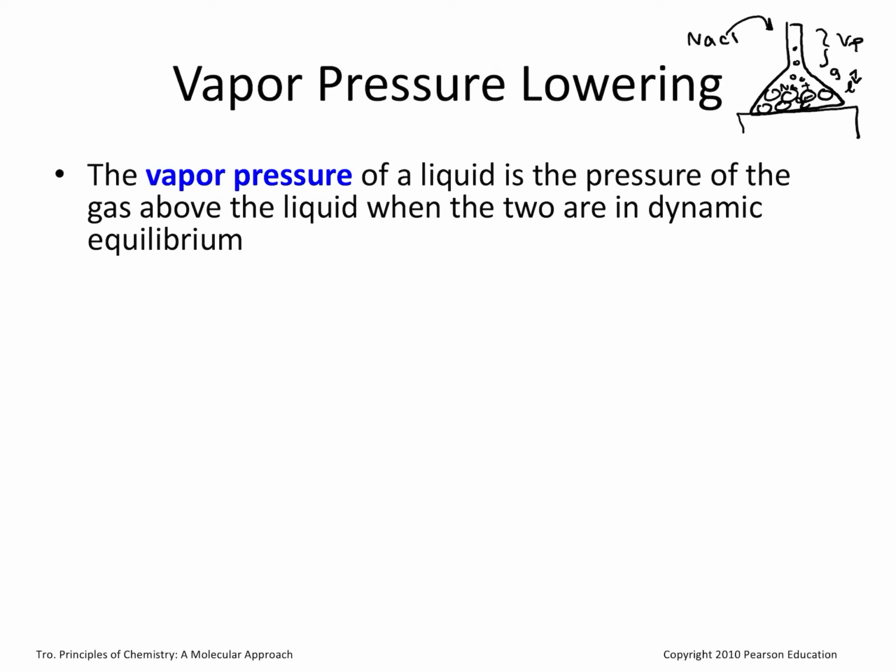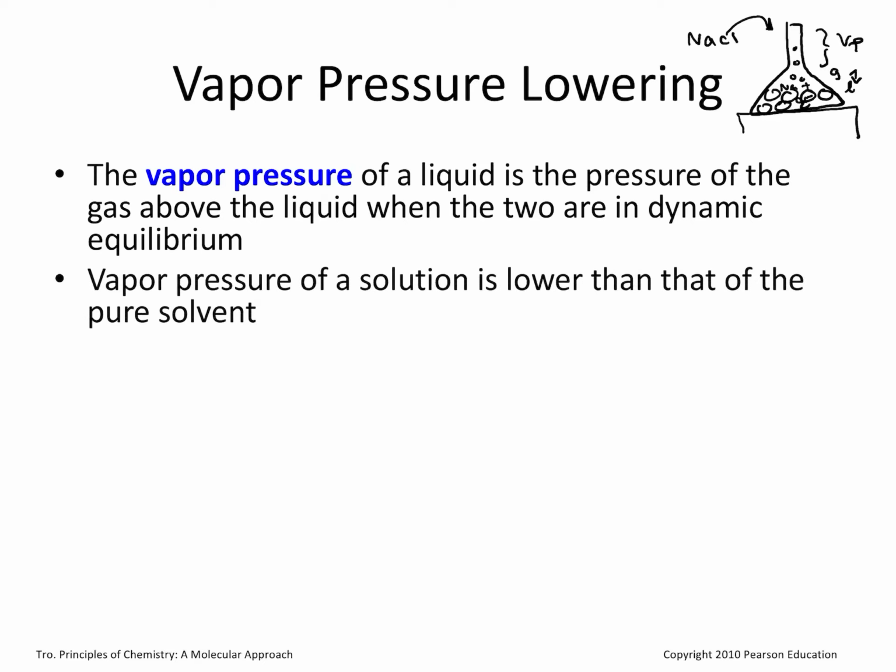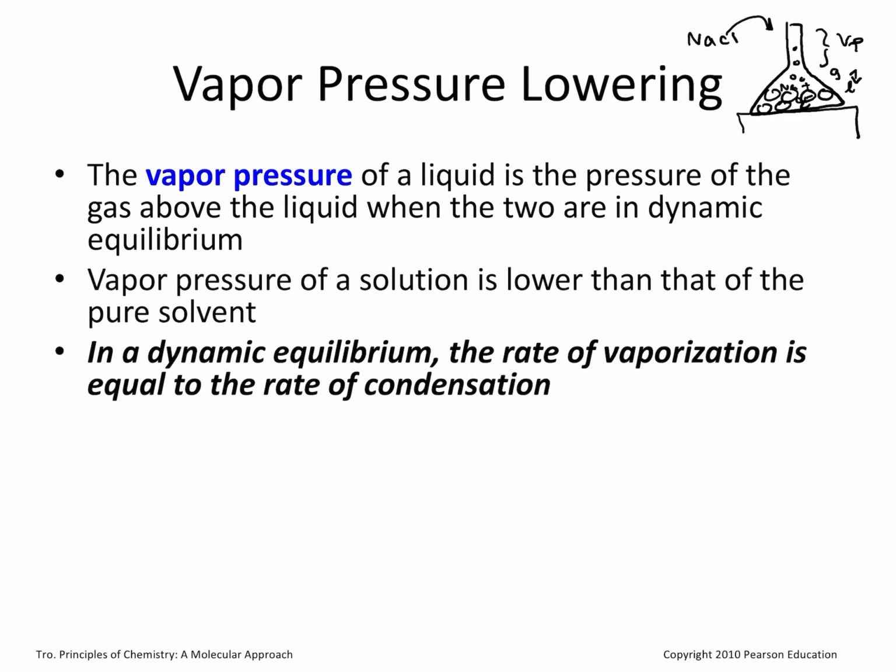Now, if this was water and I knew my vapor pressure of water and then I added in a salt again, I'm going to interfere with the liquid. So again, the vapor pressure happens because gas particles are forming. If I add in salt, I'm going to keep molecules from getting into the gas phase a lot longer. Thus, the vapor pressure of a solution is lower than that of a pure solvent. We know that in a dynamic equilibrium, the rate of vaporization is equal to the rate of condensation.